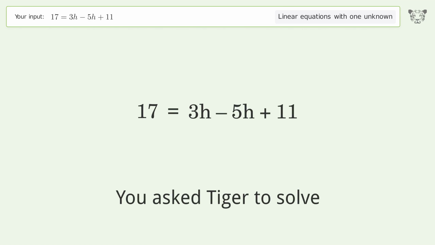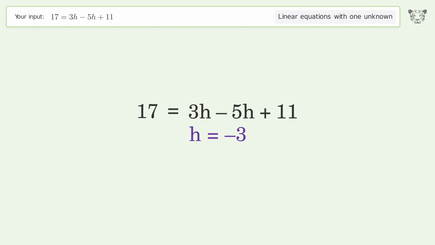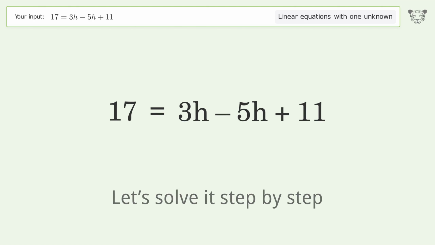You asked Tiger to solve this. It deals with linear equations with one unknown. The final result is h equals -3. Let's solve it step by step.